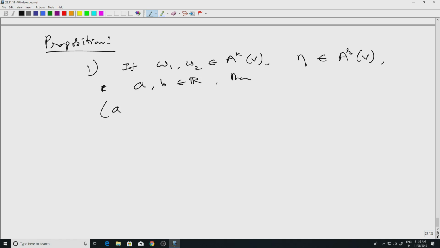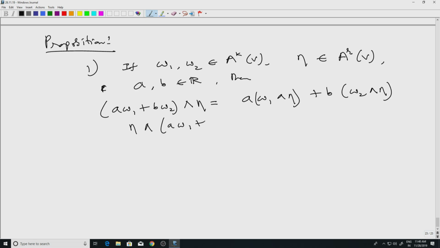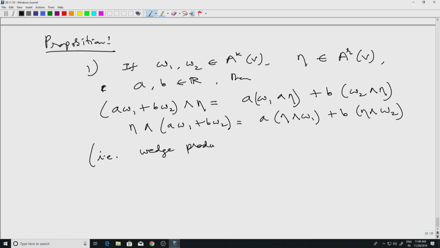(a omega 1 plus b omega 2) wedge eta equals a times omega 1 wedge eta plus b times omega 2 wedge eta. So this is linearity in the first slot. Similarly, one has the same thing in the second slot as well. Eta wedge (a omega 1 plus b omega 2) equals a eta wedge omega 1 plus b eta wedge omega 2. So it can be summarized by saying the wedge product operation is a bilinear operation.